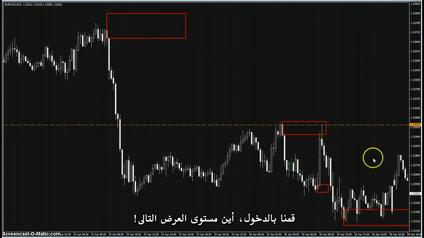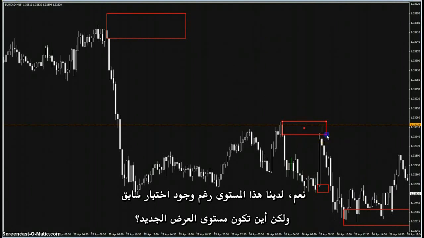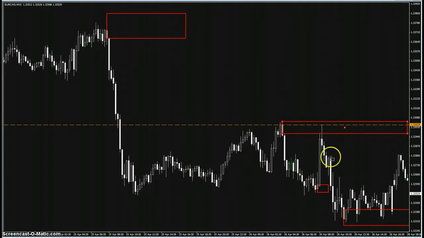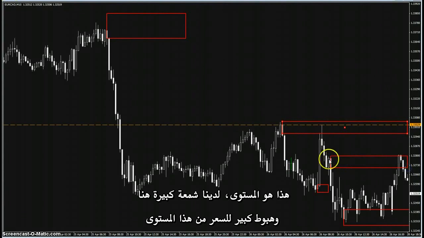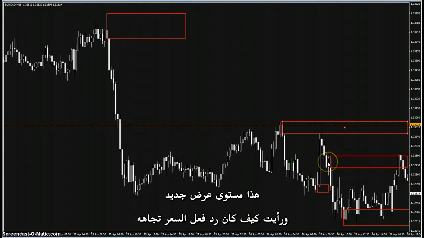Okay? So you get in there. Now, where's our next supply level? Well, yes, granted, we do still have this supply level. It is still active, although we do have a test. But where's the new supply level that formed? Right here. Right? You see right here? We had this candle here, and then we had a further drop from that level. So that's another supply level right there. Okay? And look, you see how price is reacting to it right now.